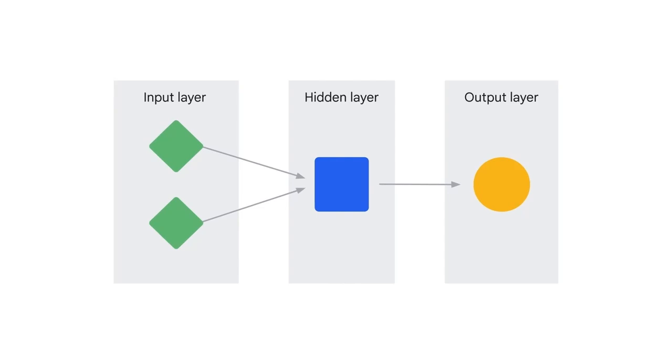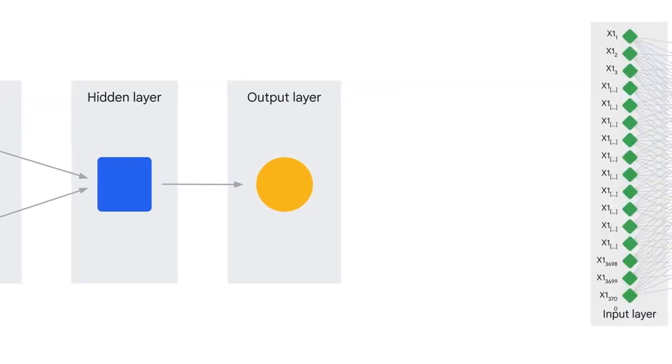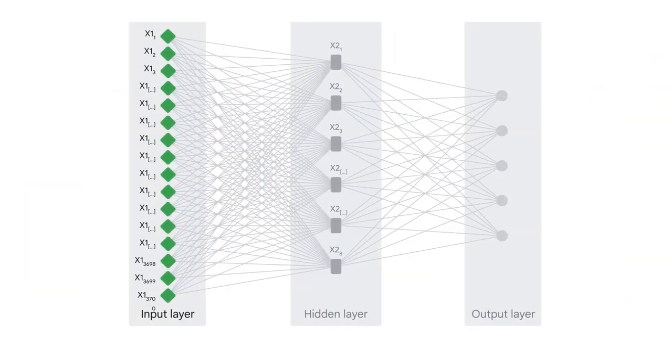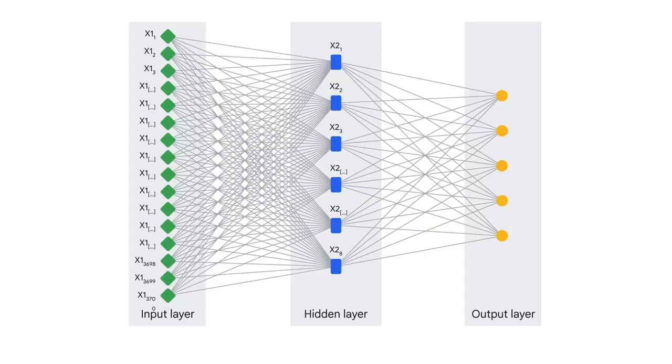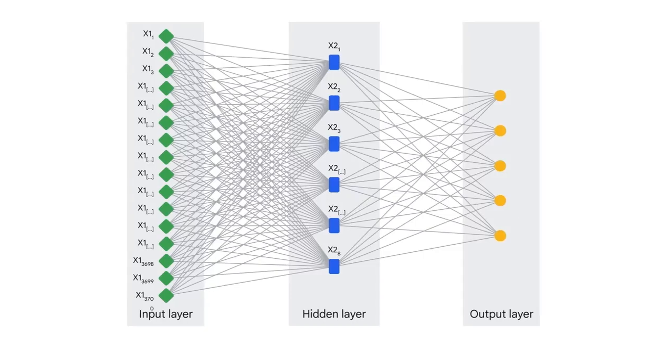We have illustrated a simple example with 2 input neurons, or nodes, 1 hidden neuron, and 1 output neuron. In practice, you might have many neurons in each layer. Regardless of the number of neurons in the input, hidden, and output layer, the fundamental process of how a neural network learns remains the same.